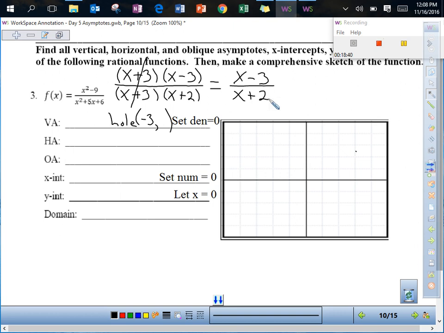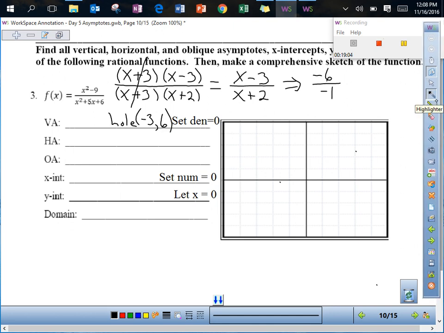To figure out the y value, plug -3 into what's left. So -3 minus 3 is -6. -3 plus 2 is -1. The y value of my hole is 6.